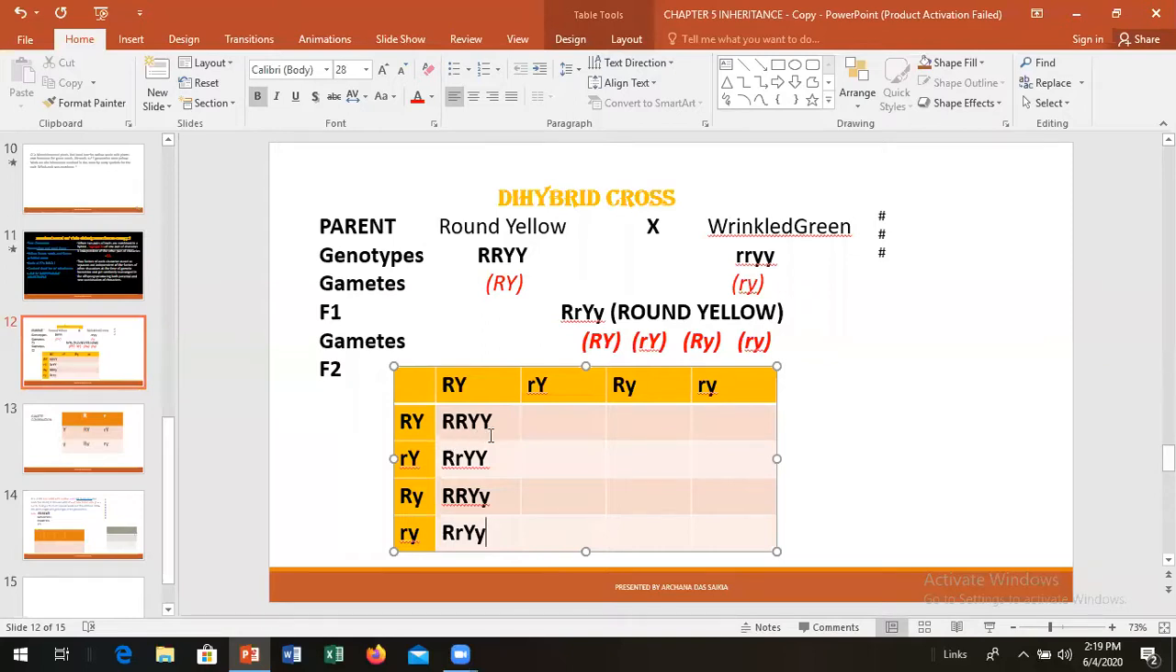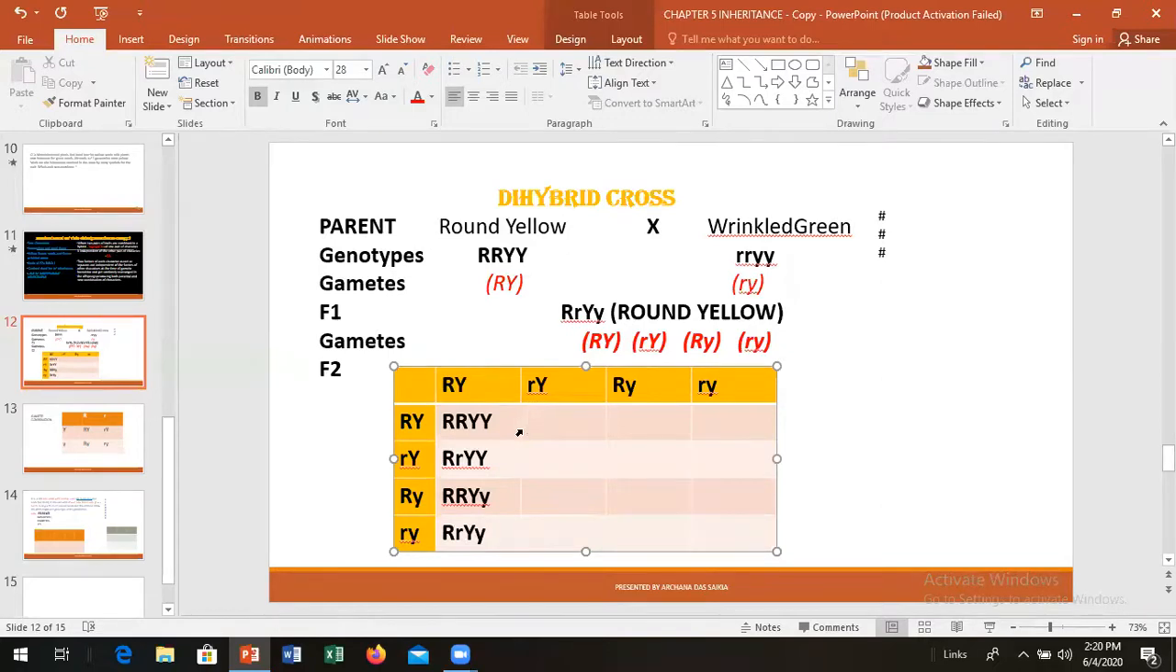So we can write this way also, RY, RY. But what will happen if you write that way? You will get confused about which of these will be expressing and all those things. So we try to keep the similar factors together, keeping R together and YY together while writing.